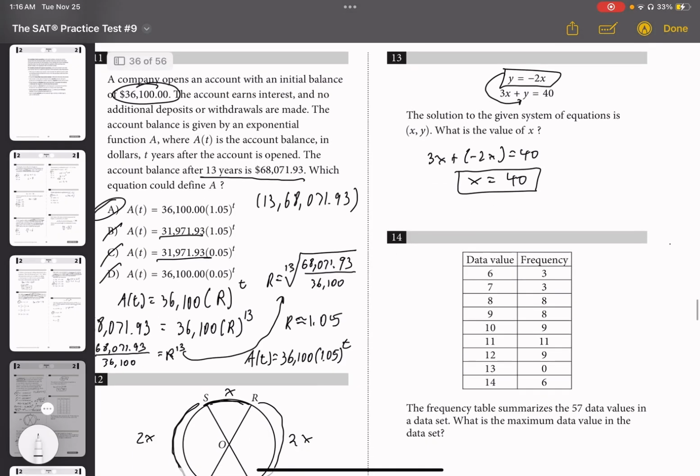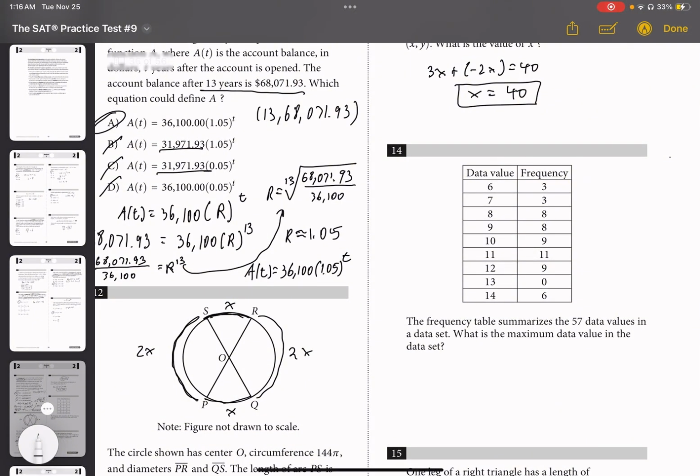Now, question 14. The frequency table summarizes the 57 data values in the data set. What is the maximum data value in the data set? Well, looking at our data values, it goes in ascending order. 14 is our highest, so that's our answer.